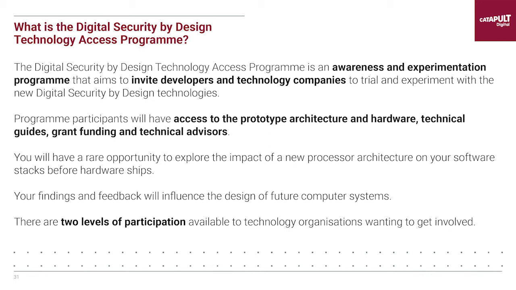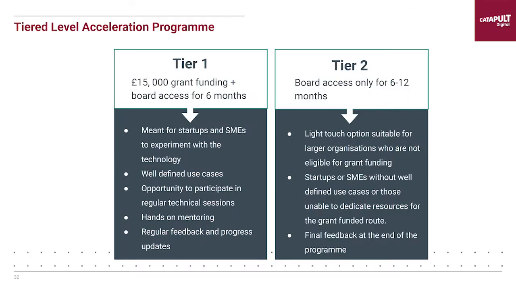And for us, it's really important that we open this access as widely as possible in the UK. With this in mind, we've developed 2 levels of participation for this program to take into account the different sizes of companies that might be interested, and also the amount of time and resources that you might be able to dedicate to this experimentation as well. So the way the program works is that there are 2 routes that you can get involved.